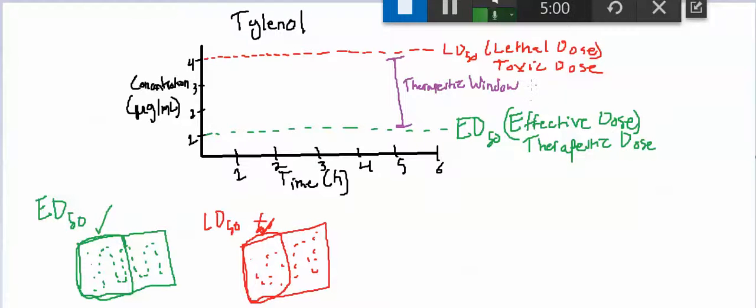There's a piece of data we can use, just a number called the therapeutic index, to measure this, and that is the LD50 over the ED50. And that is measured here. You can see that would be 4 micrograms per milliliter over 1 microgram per milliliter, and that would be 4. Now, that's a fairly wide therapeutic window. There are some drugs that are not so forgiving or are even more forgiving.